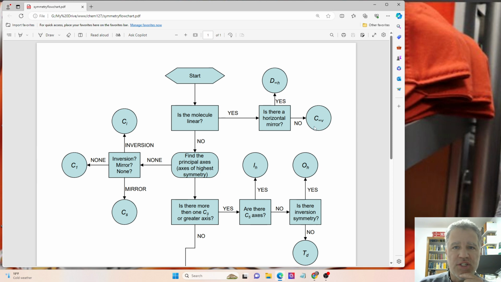Carbon monoxide, just carbon and oxygen, would end up in the C infinity V group because there wouldn't be a horizontal mirror.